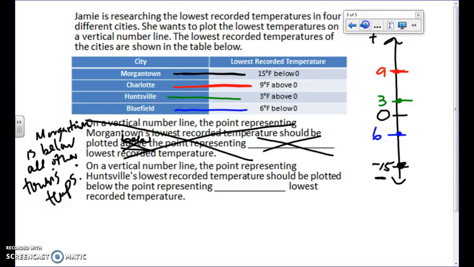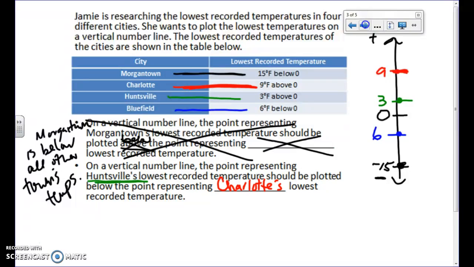So in this case, Morgantown would be the lowest on the number line. It'd be below all the rest. On a vertical number line, the point representing Huntsville's lowest recorded temperature should be plotted below the point representing blank's lowest temperature. So let's look at Huntsville, and they are the green. So let's look at the green point here, and it is below the red point, which is +9. And the red was Charlotte. So they would be below Charlotte's.